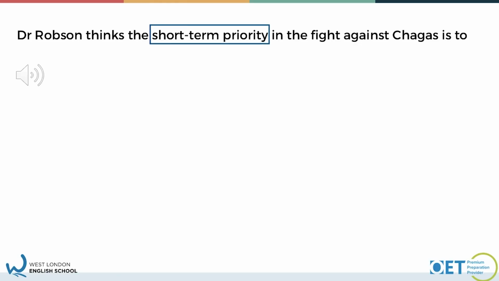You can see the question here. Dr. Robson thinks the short-term priority in the fight against Chagas is to... And really what we have to identify is the short-term priority. And that's what we're listening out for. So let's see if it's signposted.